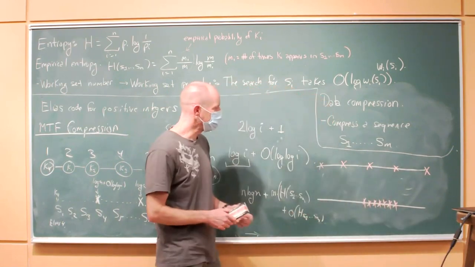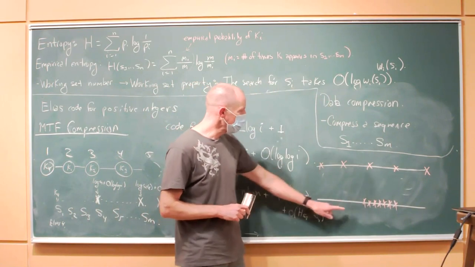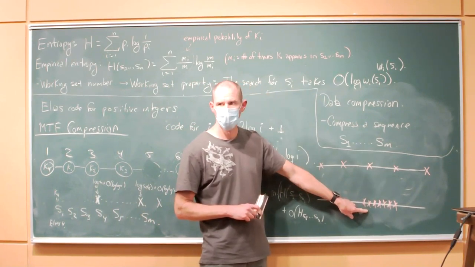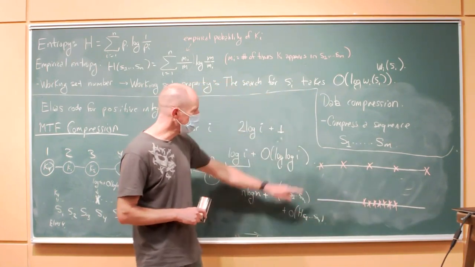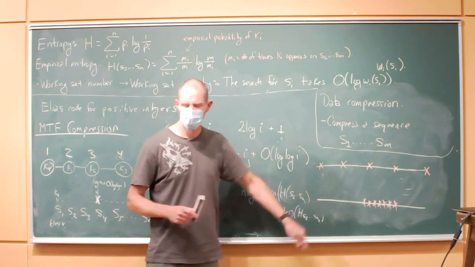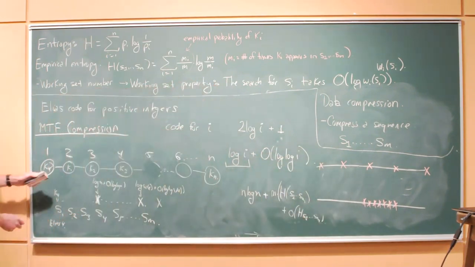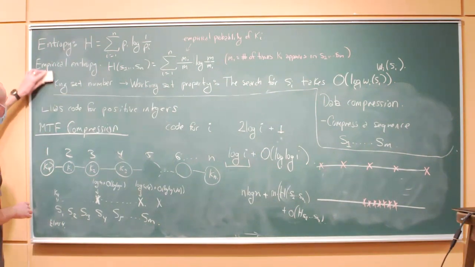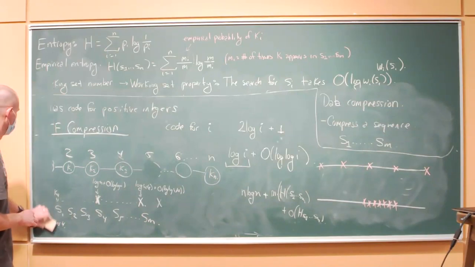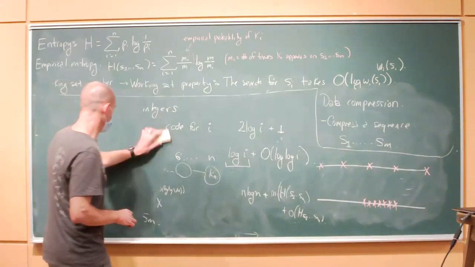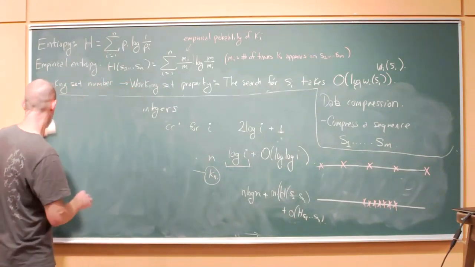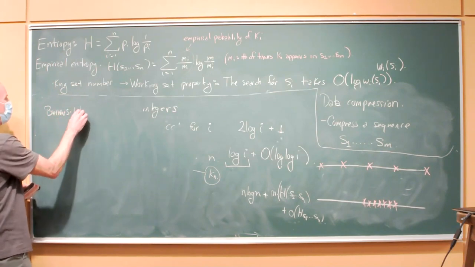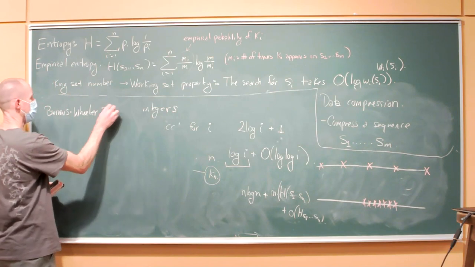All the occurrences of X come together, in which case taking the sum of the logs of the working set numbers is going to be much smaller. So how do you take a message like this and turn it into something like this? This is the really cool part of today's lecture. I don't know if you've seen this before. It's called the Burrows-Wheeler Transform. I know most of you haven't seen this before.